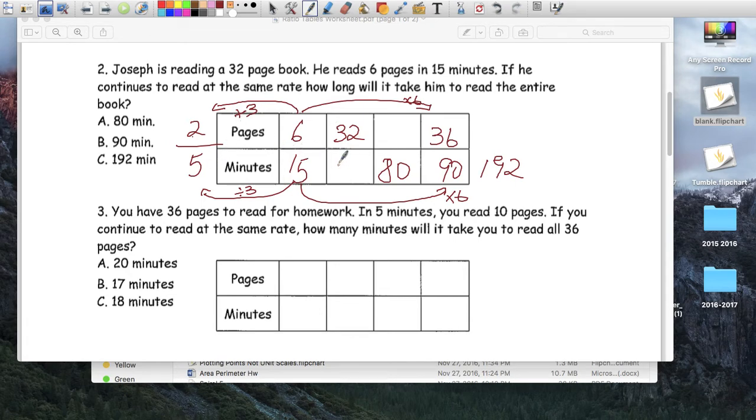Really? Okay. 5 times what is 80? It's times 16. Am I right? 5 times 16? Yeah, it's 80. And on top, times 16 is 32.